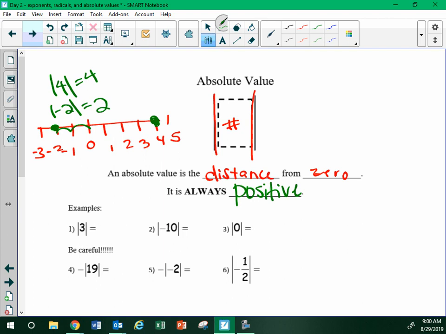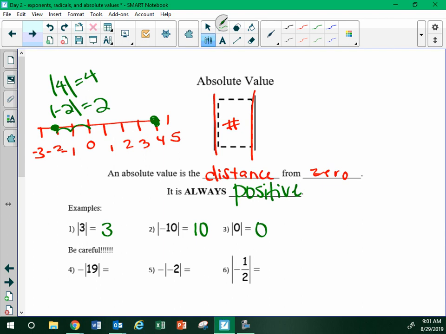Absolute value of 3 is 3. Once you've done your absolute value, you take those bars away and you just write the number. Absolute value of negative 10 is just positive 10. And again, we can remove those absolute value bars. What's the absolute value of 0? 0. It's 0 away from 0, right? It's already home plate.